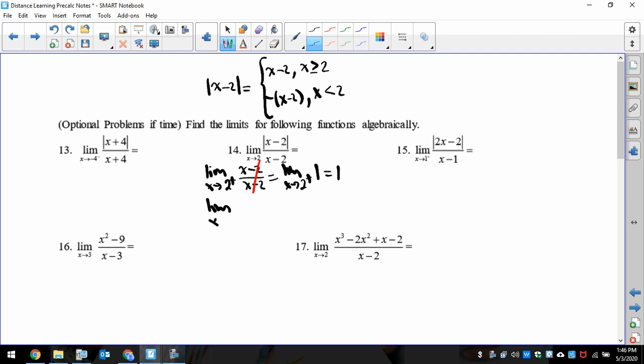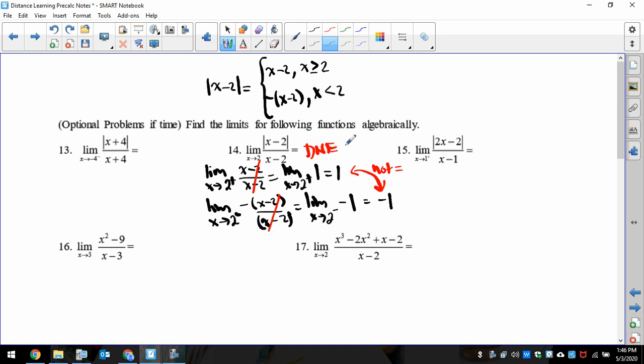Now, checking the other direction, from the left, we want to replace the absolute value with the bottom piece. So negative x minus 2 over x minus 2. Now they cancel again, so these factors are going to cancel. But what's left behind is not a 1, but a negative 1. So we get negative 1. The fact that these two don't match, so you could say not equal, means that the two-sided limit does not exist.